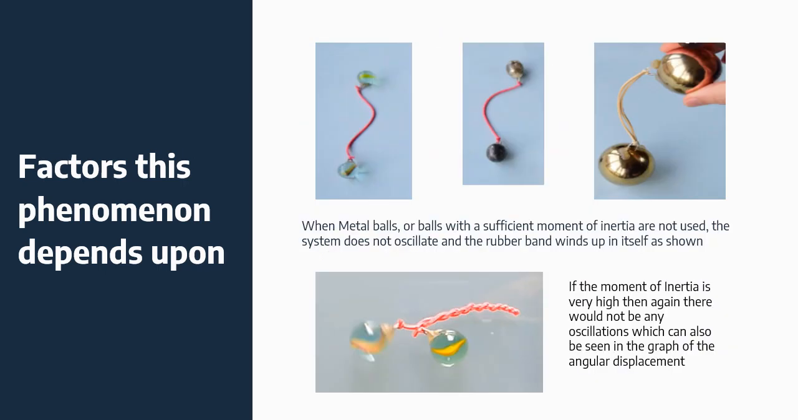Coming on to these three photos on the top, the first image shows that if the balls are glass balls, they don't have a high enough moment of inertia, then the rubber band will basically twist up, as shown in the image below. It will wind up on itself, and there won't be many oscillations taking place. But when metal balls, such as in the second picture, are used, or the third picture, where balls of larger diameter are used, the mr squared, the r is greater, there's more moment of inertia, and the system oscillates higher and higher. However, there is a limit, because if the moment of inertia is very high, then again there will be no oscillations, which can also be seen in the graph of the angular displacement.